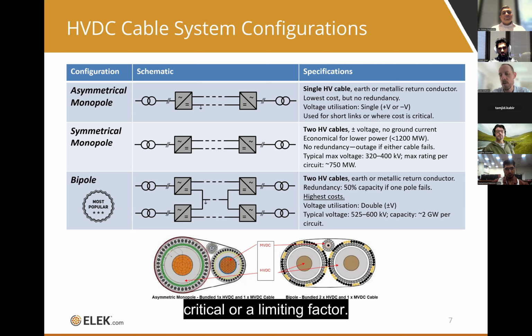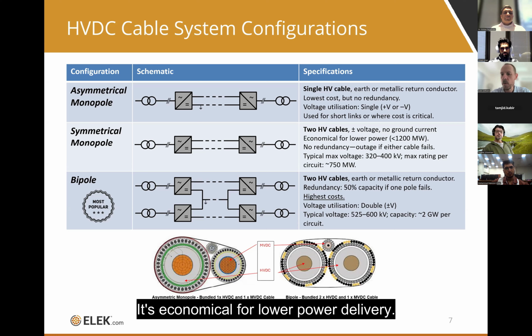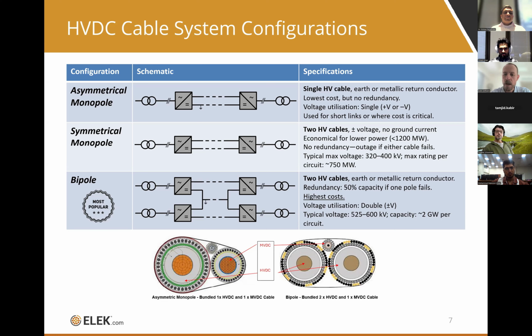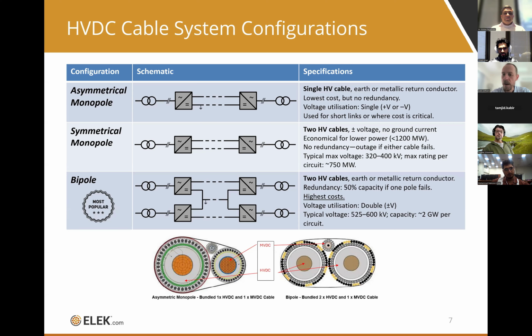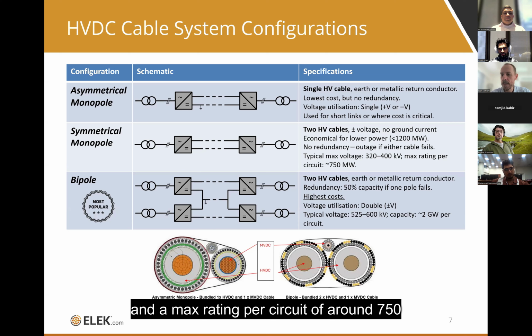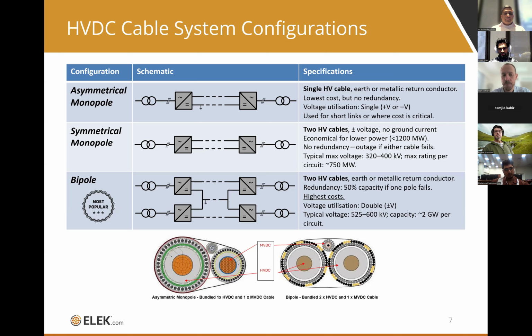Then we've got the symmetrical monopole. That involves two HV cables with a plus and a minus voltage cable. No ground current, therefore no earth return is required. It's economical for lower power delivery. Unfortunately, there's no redundancy. So outage of the total system if either cable fails. Typical voltage level of up to 400 kV and a max rating per circuit of around 750 megawatts.